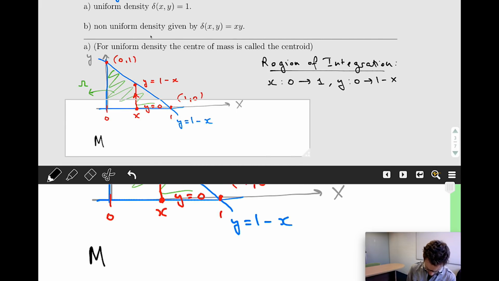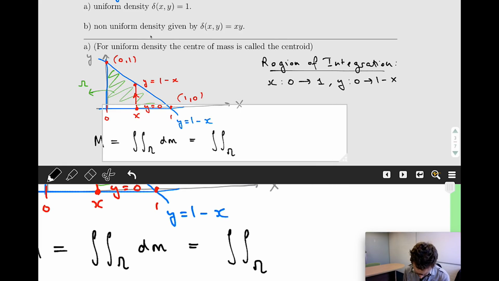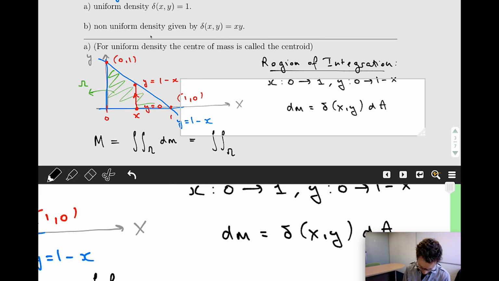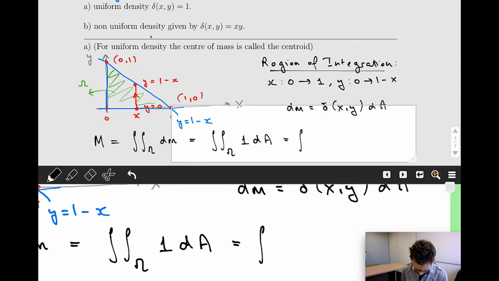So the mass was given by the formula integral over my region of integration, so integral over the object, of the infinitesimal mass dm. So if I have a uniform density, then dm is simply, remember that dm was given by delta xy dA. But if we have a constant density, so a density of just 1, then this is the integral that I need to do. So now let's set up my integral using those limits of integration we calculated. So x is going to be our outer integral, y will be our inner integral.